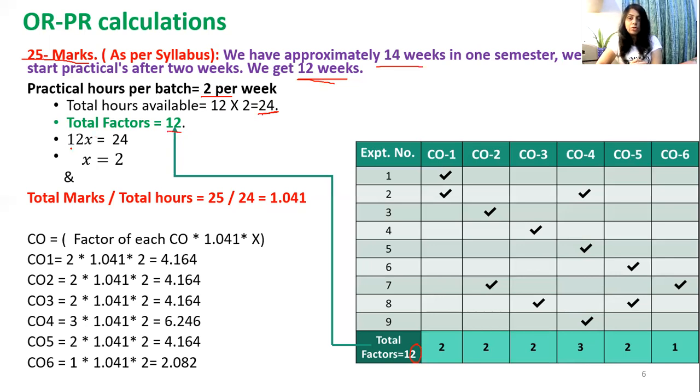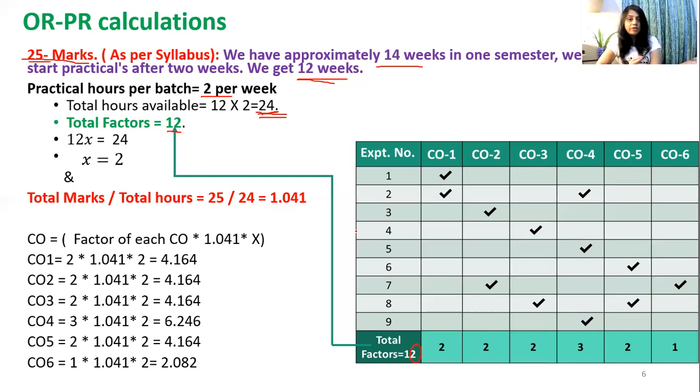Now write this formula, 12 into x is equal to 24. We have to divide the total hours into these parts. So 12 into x is equal to 24, so your factor x is equal to 2. It is not necessary that it will be 2 for your subject. Now how to calculate? Total marks divided by total hours, that is marks per hour. Total marks in the syllabus are 25 marks. Total hours are 24. So marks per hour are 1.041.